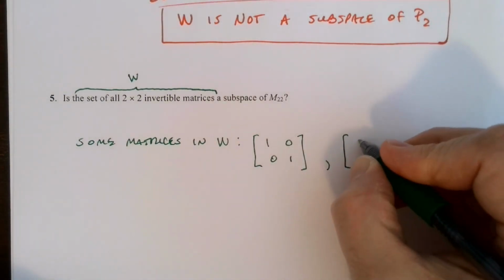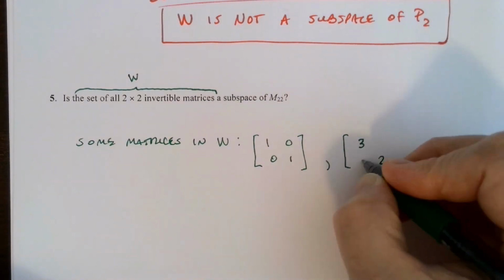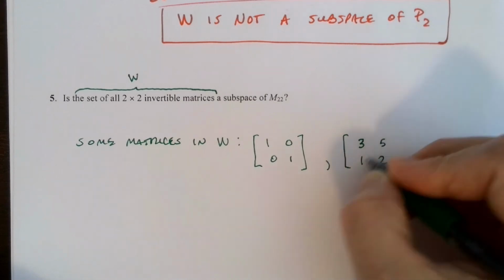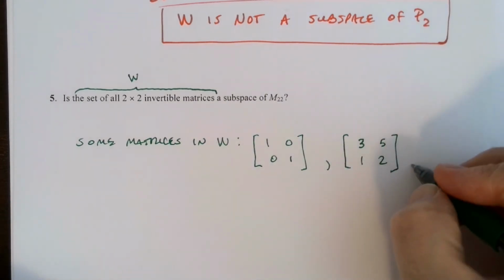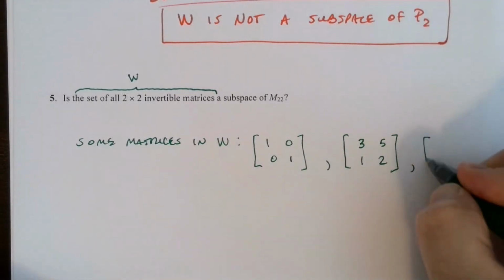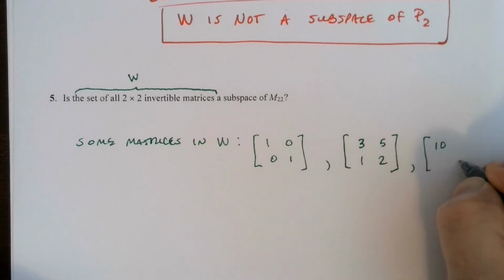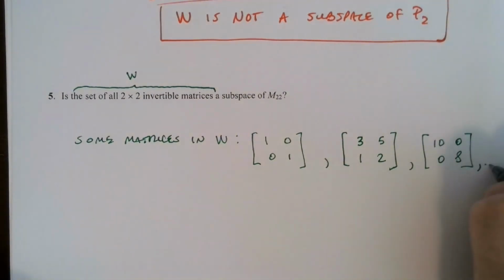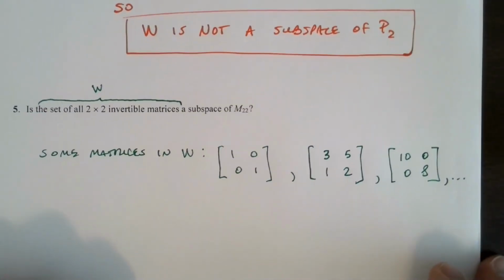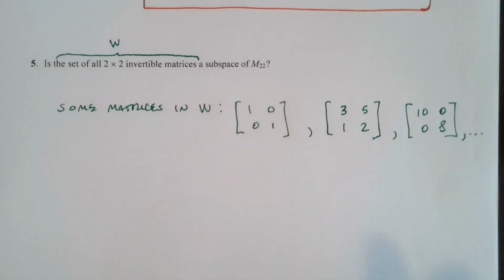Here's another matrix. I'll just make one up. 3. Let's say 3 times 2 is 6. 1 times 5 is 5. 6 minus 5 is 1. The determinant is not 0. Anyway, I can create many examples here. Here's another one. Just a diagonal matrix, right? 80 minus 0 is 80. I mean, I can go forever finding 2 by 2 matrices that are invertible. But I think you know one important one is missing from this list.